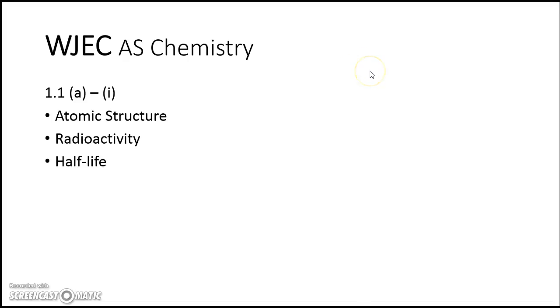Hi there, today I'll be covering topic 1.1 from A to I of WJEC AS chemistry. So we'll be looking at atomic structure, radioactivity, and half-life.